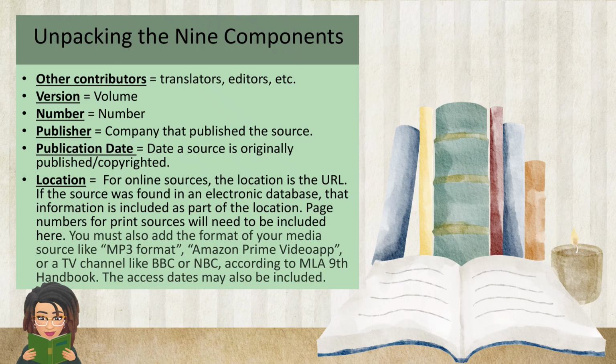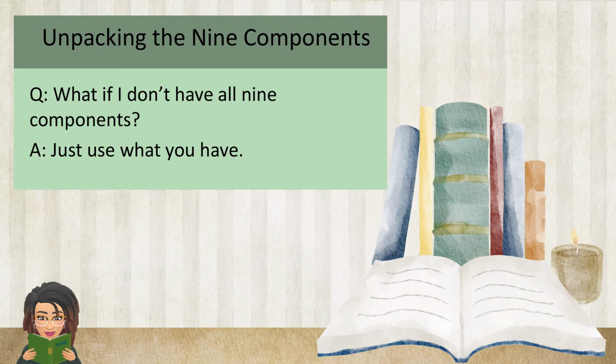And finally, for online sources, you want to include the URL. If the source was found in an electronic database, that information is included as part of the location. You also need to include page numbers for print sources here. And obviously, if there are no page numbers, then this is something you can omit. It's quite possible that some of your sources won't have all 9 components. In that case, just use what you have.